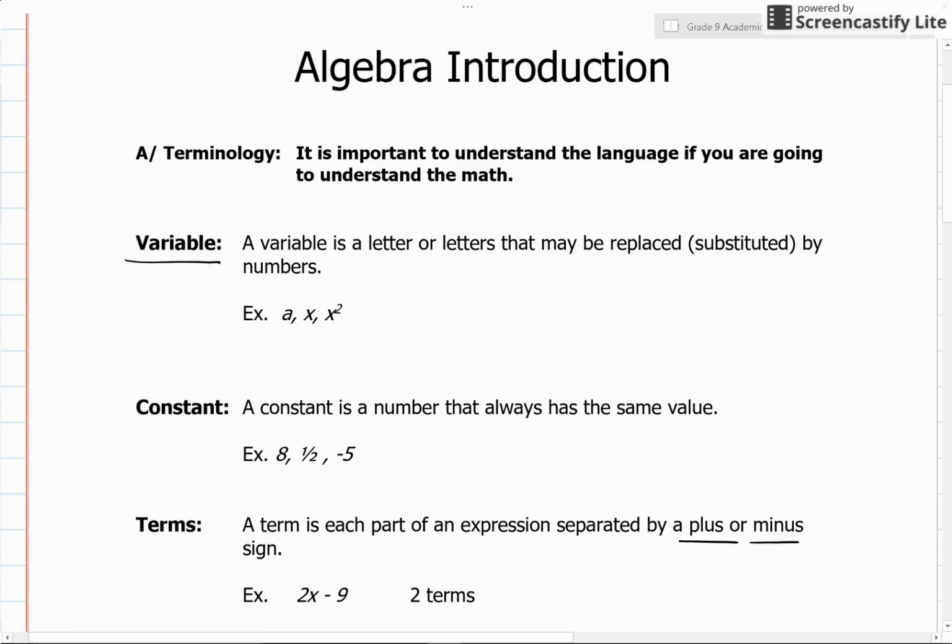Okay, so a variable is a letter or letters that may be replaced. Instead of saying replaced, we often say in mathematics substituted by numbers. Some examples of variables are a, x squared is a variable being squared. You can use other letters in our alphabet. We can use B as a variable, Y as a variable, Z. Basically any letter can be used as a kind of placeholder for another number. Okay, and that's why we call it a variable.